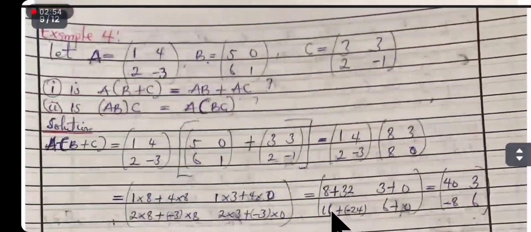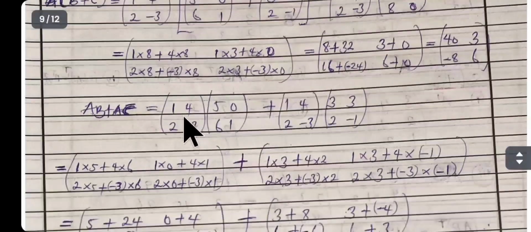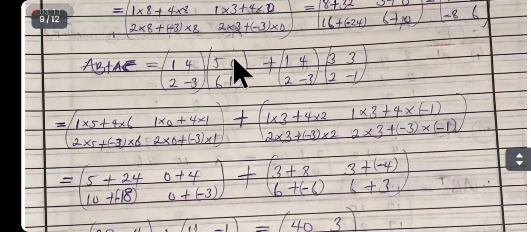Okay, so let's get the right hand side now. The right hand side is AB plus AC. So AB plus AC equals matrix A times matrix B plus matrix A times matrix C. Alright, so we multiply this and this together. 1 times 5 plus 4 times 6 is what we have here. Then 1 times 0 plus 4 times 1 is what we have here. Then 2 times 5 plus minus 3 times 6 is what we have here.